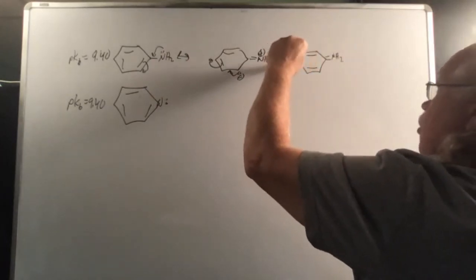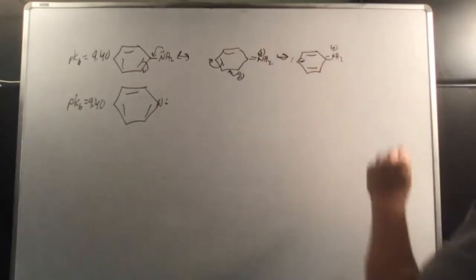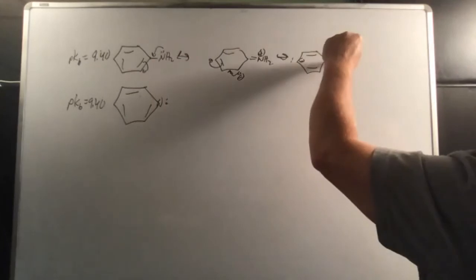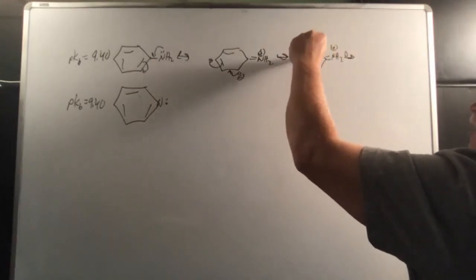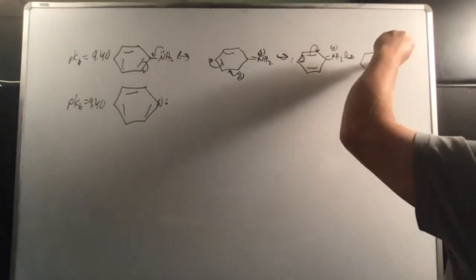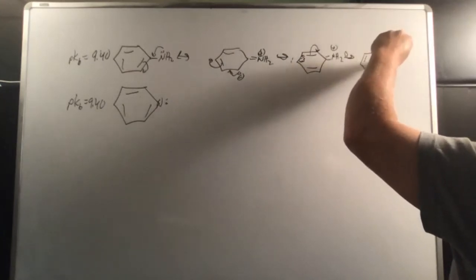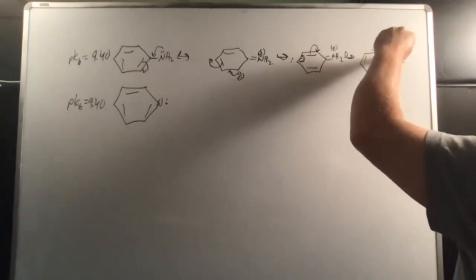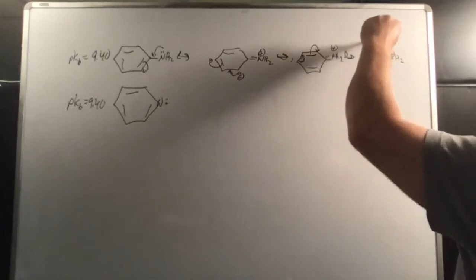Now the negative charge is on this carbon. And we can draw a third resonance structure, moving this pair of electrons down and this pair of electrons over to draw something that looks like this. Now the negative charge is on this carbon.